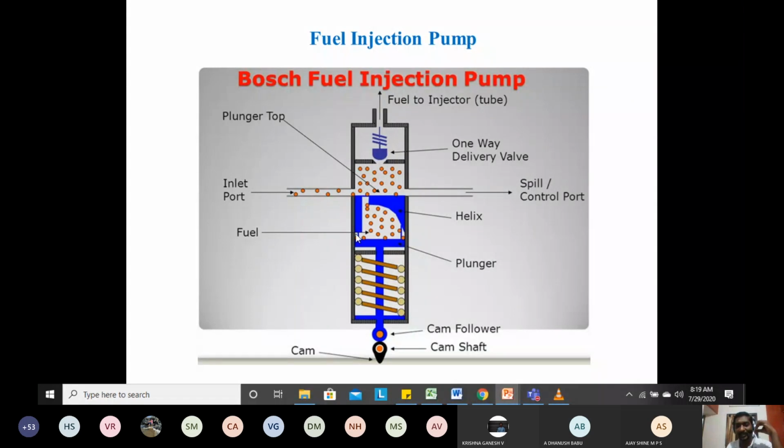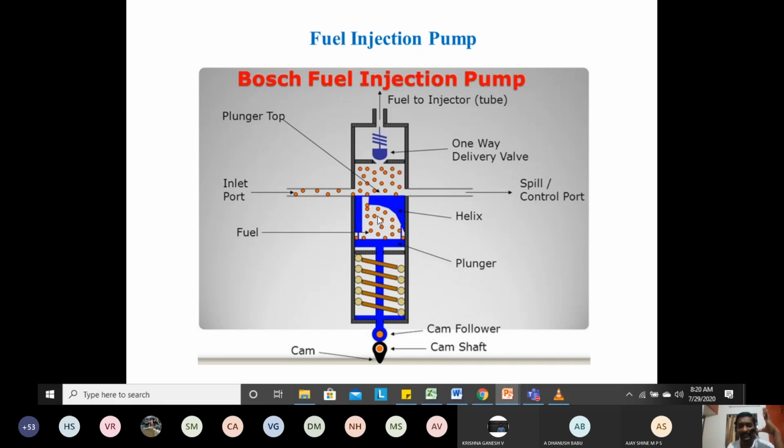This is the plunger arrangement. So this plunger is going to move up. When it moves up, its pressure is going to be increased, and as it moves, these two ports are going to be closed. This spill port and the inlet port are going to be closed, and the pressure is going to be increased. As the pressure reaches a predetermined value, this delivery valve opens. This is a spring-loaded delivery valve. This valve opens. So high pressure fuel is going to be supplied to the fuel injector. Through the delivery port, the high pressure diesel is going to be supplied to the fuel injector.